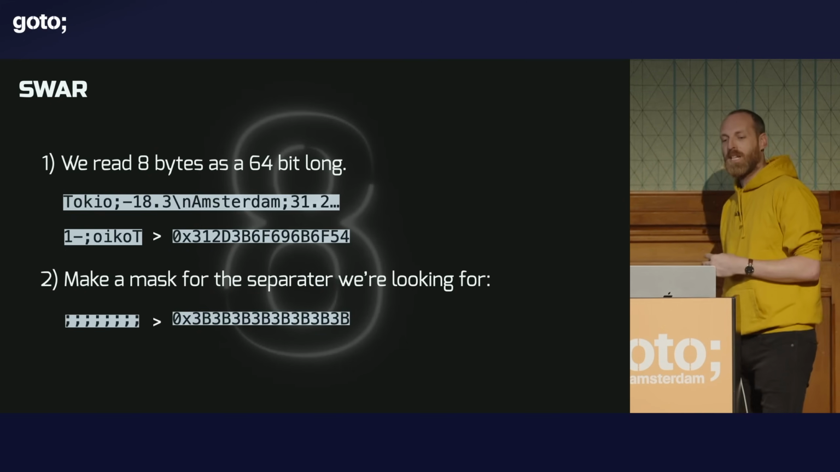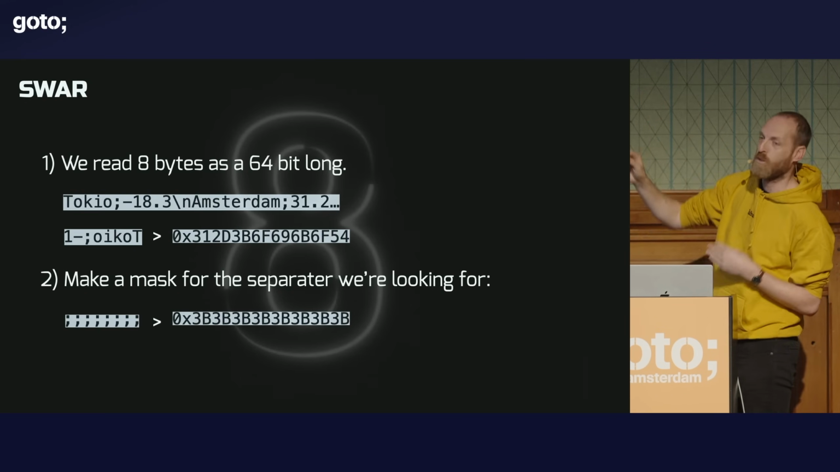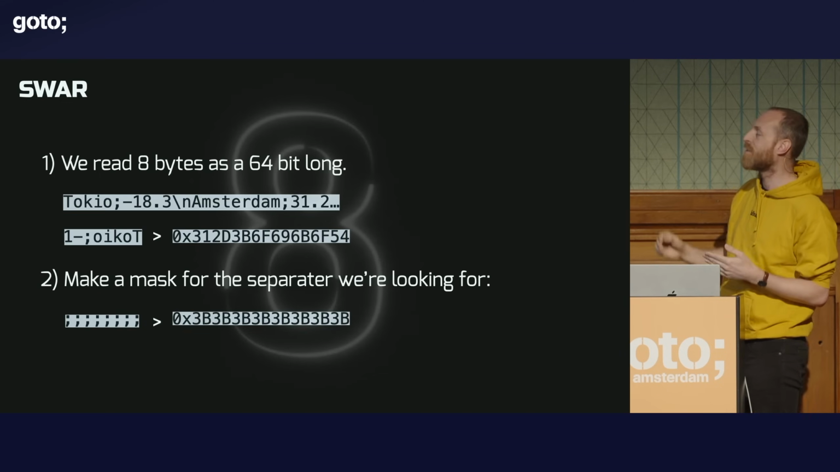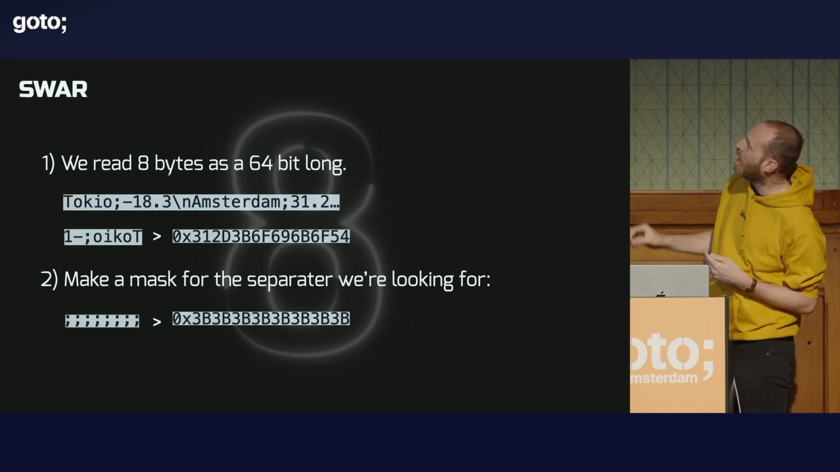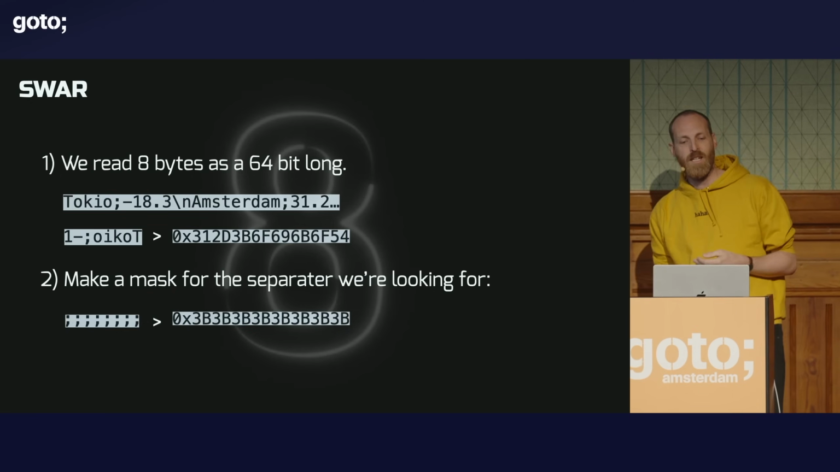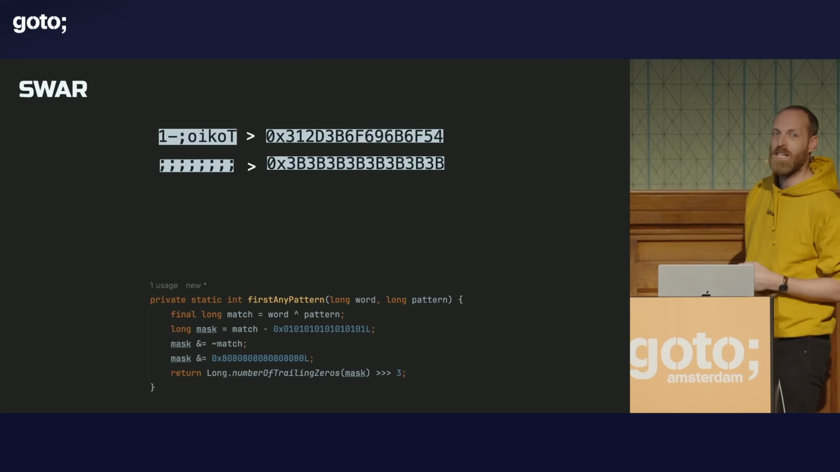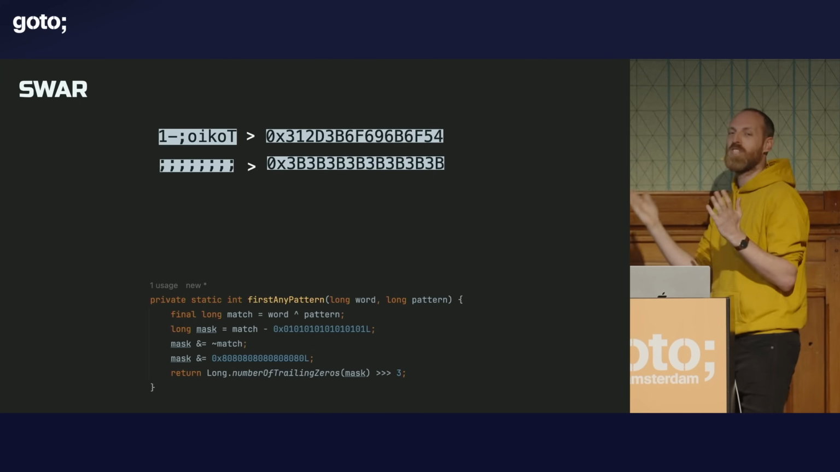Second step is that we make a separator, because what we want to do now is find the separator between the name, where we need to make a cut, and the temperature. The separator itself is this 3b, 3b, 3b thing. We make one long value that has that. And then we go into this seemingly magical method.